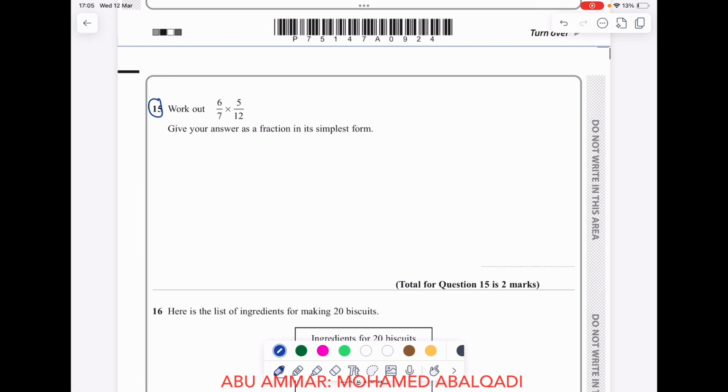Question 15 is about multiplying fractions and giving the answer in its simplest form. The question is 6 over 7 times 5 over 12. Here we can divide the top number 6. 6 divided by 6 is 1, and 12 divided by 6 is 2. So 1 times 5 is 5, and 7 times 2 is 14. So the answer in its simplest form is 5 over 14.